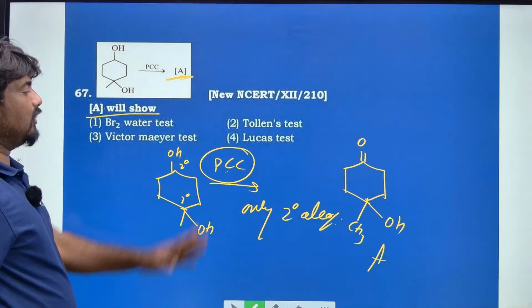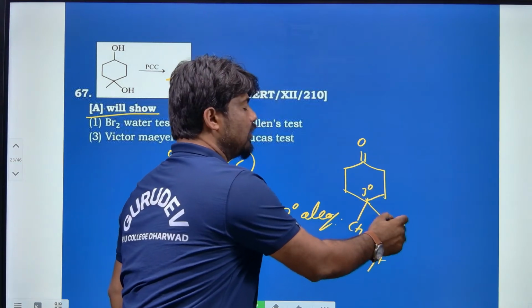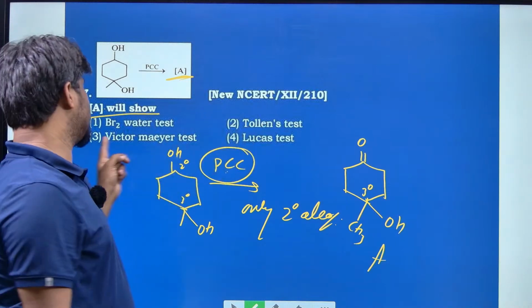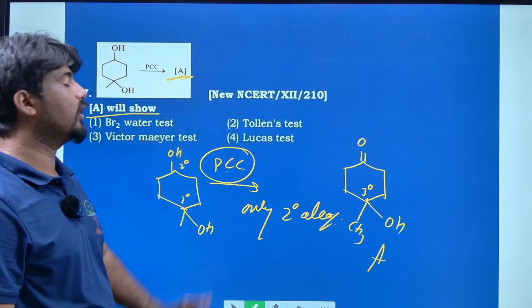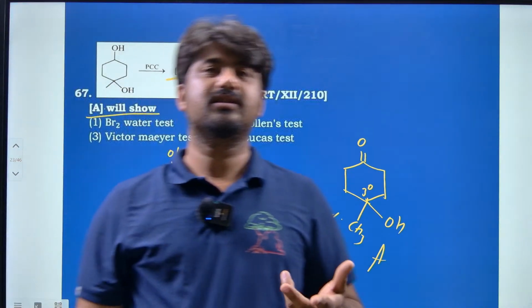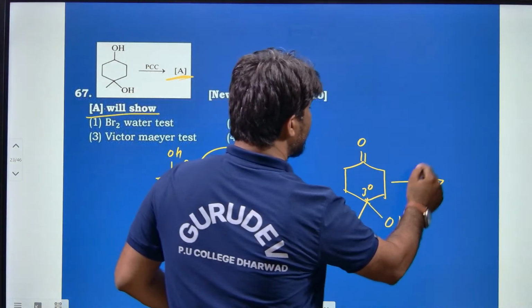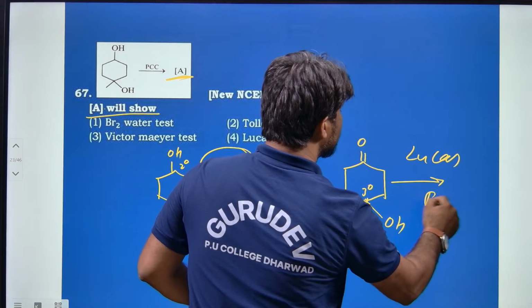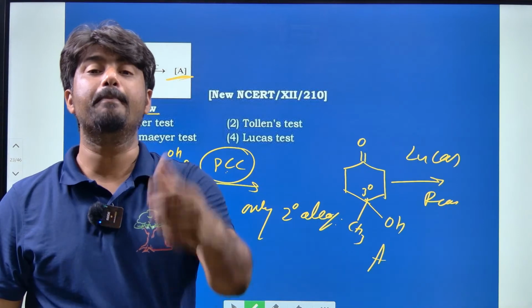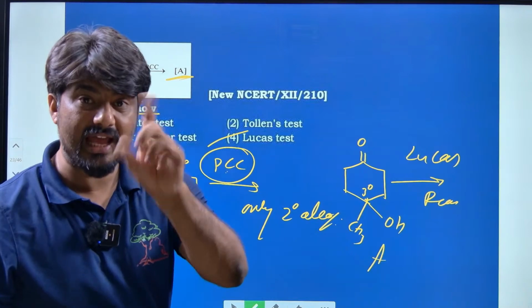That A product will react with what? In this structure, only a tertiary alcohol remains along with a ketone. The options are bromine water test, Tollens' test, Victor Meyer's test and Lucas test. We know that tertiary alcohols easily react with Lucas reagent. It will give turbidity immediately. Hence, the fourth option is the right answer for the question.